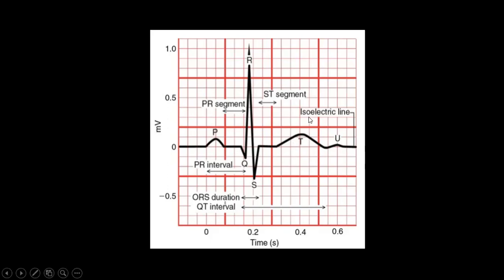Then comes T wave. T wave is the last positive dome-shaped deflection of ECG. The cause of T wave is ventricular repolarization. I repeat, P wave is caused by atrial depolarization, QRS complex is caused by ventricular depolarization, and T wave is caused by ventricular repolarization. The duration of T wave is 0.27 seconds. Now let's see the clinical significances.